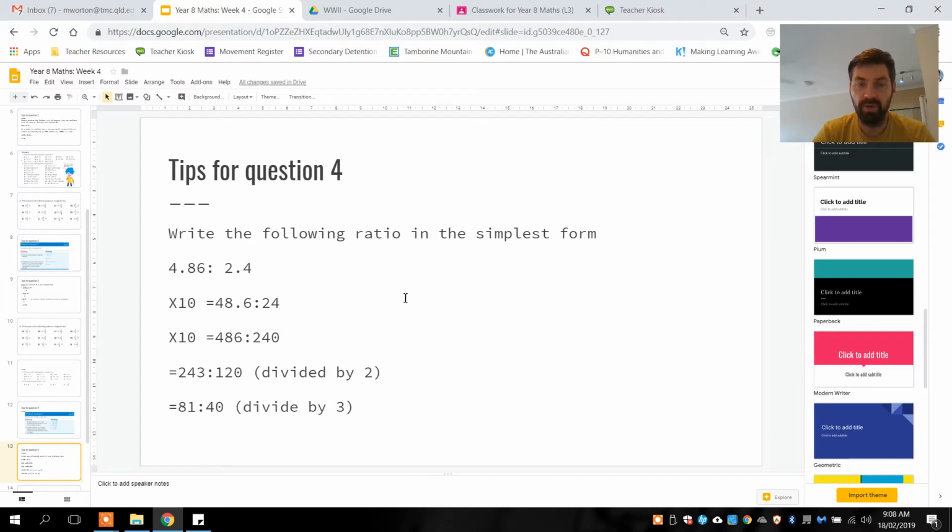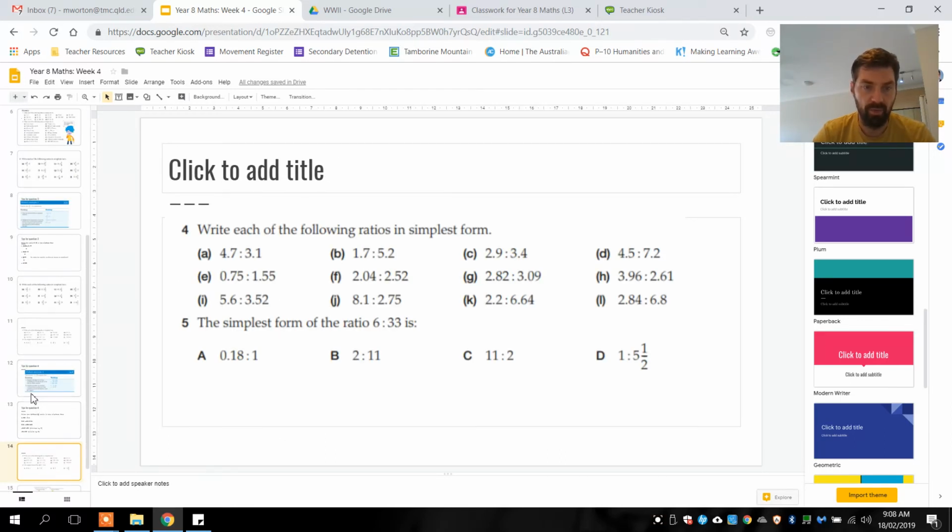So write the following ratio in the simplest form. If you've got 4.86 to 2.4, multiply that by 10 is 48.6 to 24. That's not a whole number, so we need to keep going. Multiply it again, both sides. So that's 486 to 240, and then you start simplifying it. So divide that by 2. You get 243 to 120. Simplify it by 3, you get 81 to 40, and you can't simplify that any further. That's your answer. So work through question 4 and question 5.